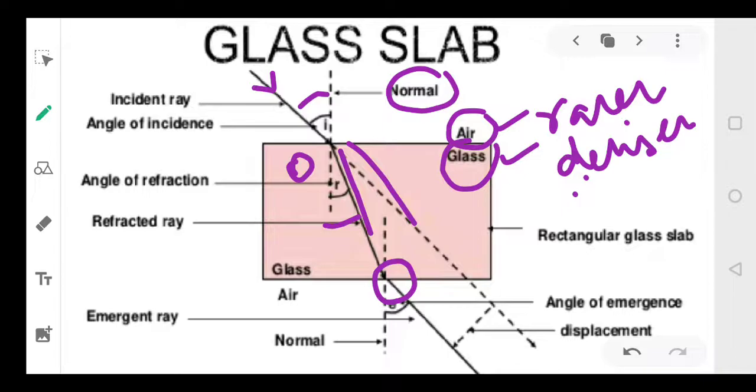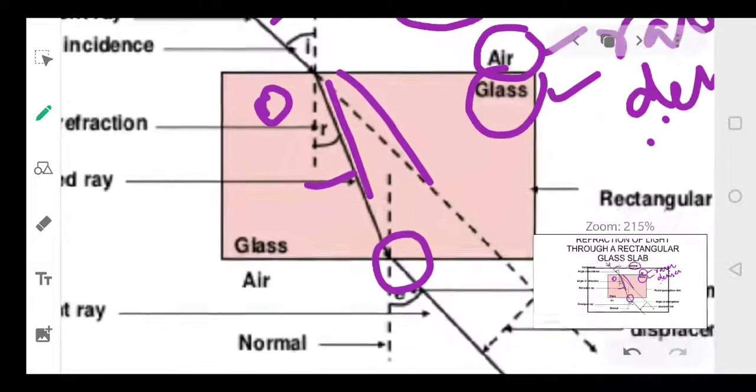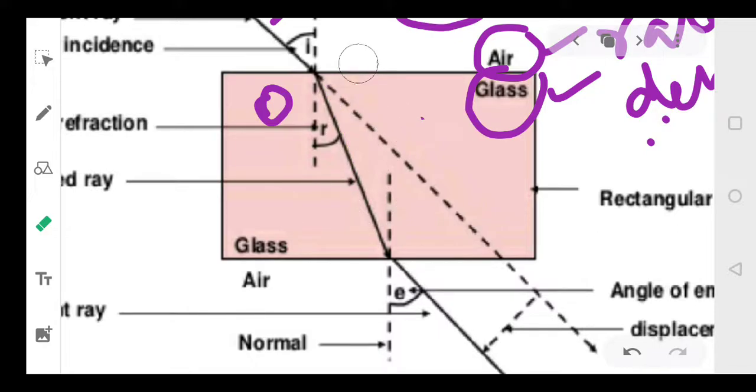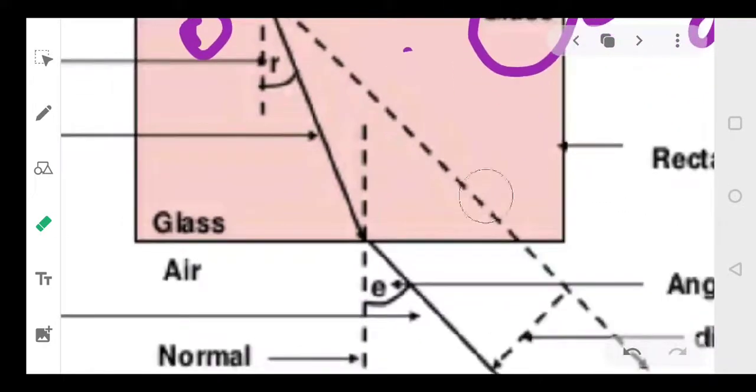Okay. Now coming to the second point that I've highlighted here. This is your second point. This point. This is your O dash. Let this be O dash. Okay. At this point again, what will happen? The light ray will again change the medium. Okay, but at this time it will move from denser to rarer medium. Okay, everyone?